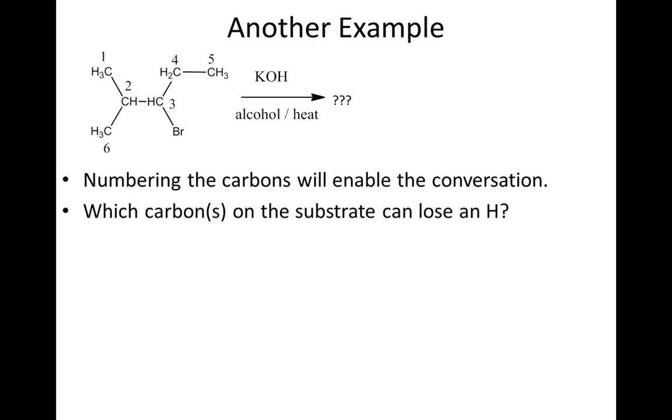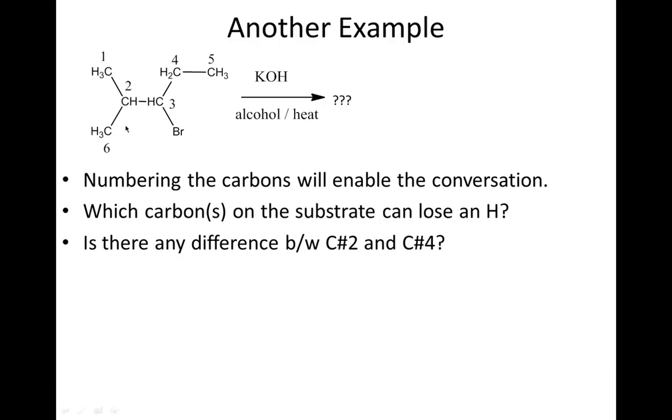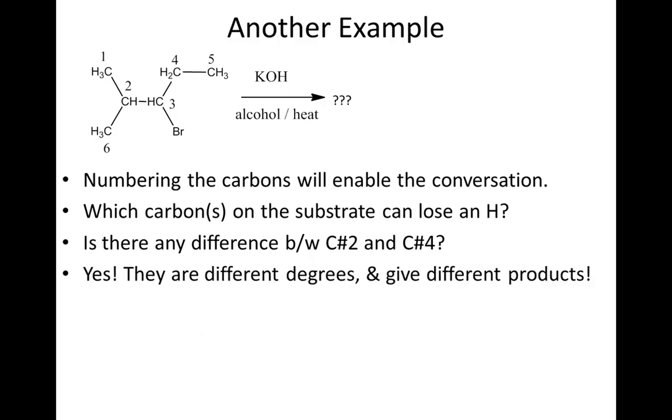But are they the same? Or another thing to ask would be, if I take a hydrogen off of number 2, do I get the same product as if I take the hydrogen off of number 4? And the answer is no. They are different. Number 2 is a tertiary carbon. Number 4 is a secondary carbon. So right there you can tell there's a difference. They look different in the skeleton. So let's draw some pictures and see how those two products look.